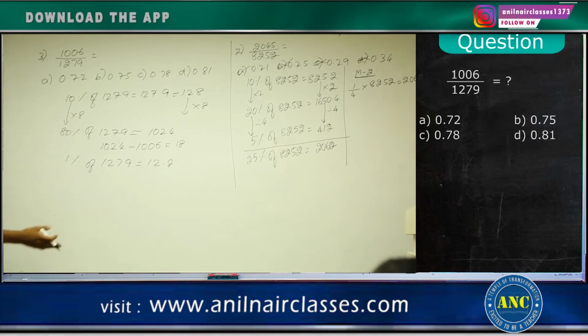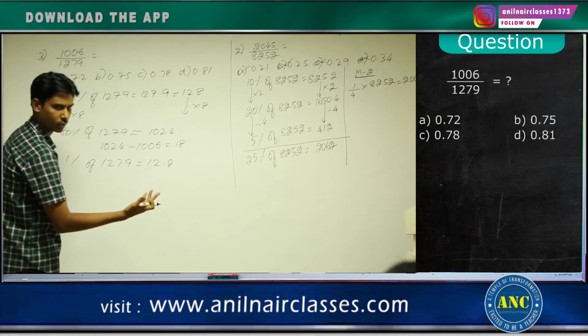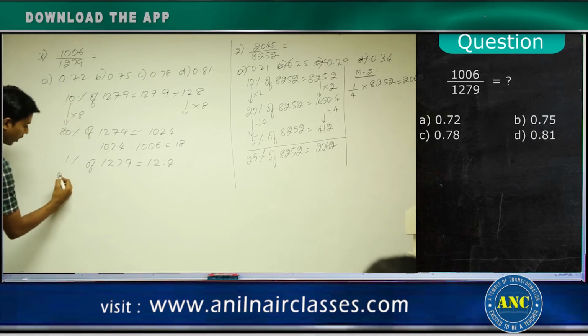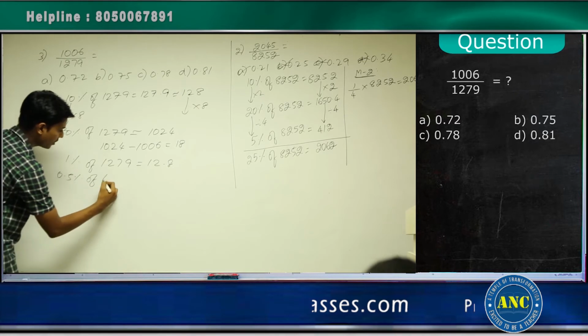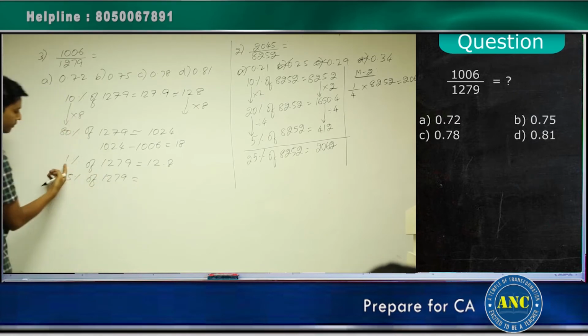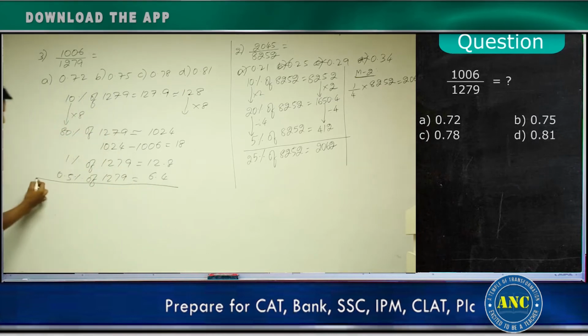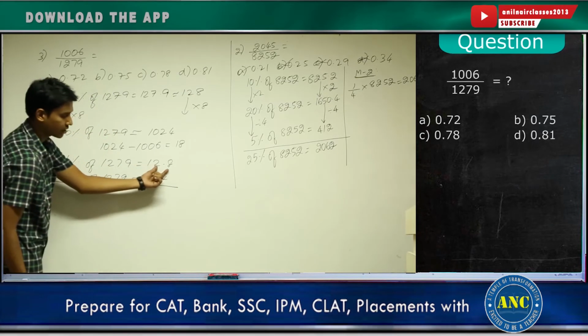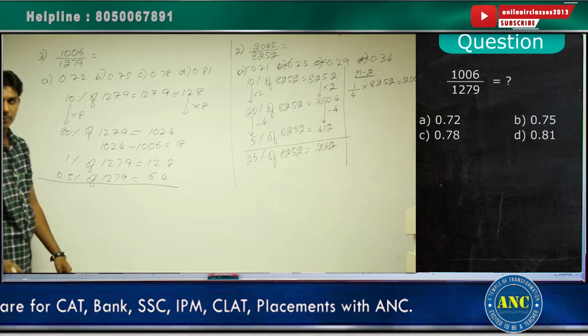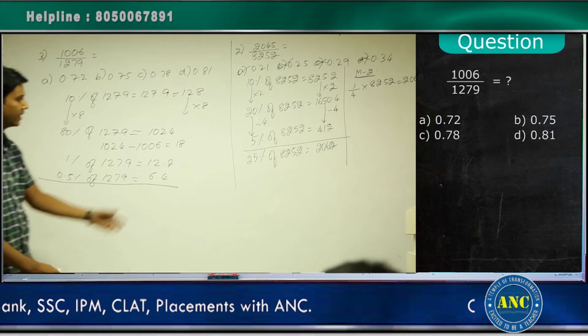I need to get 18. That means still 5 or 6 more approximately is required. What is 0.5% of 1279? 0.5% is nothing but half of this value. This is nothing but 6.4. That means, what is the sum of 12.8 and 6.4? Approximately 19, or I require 18.